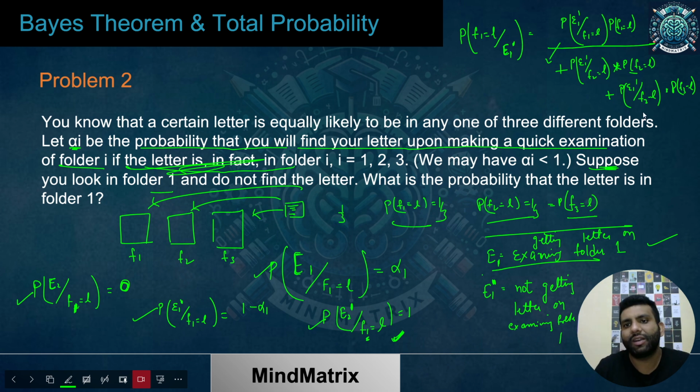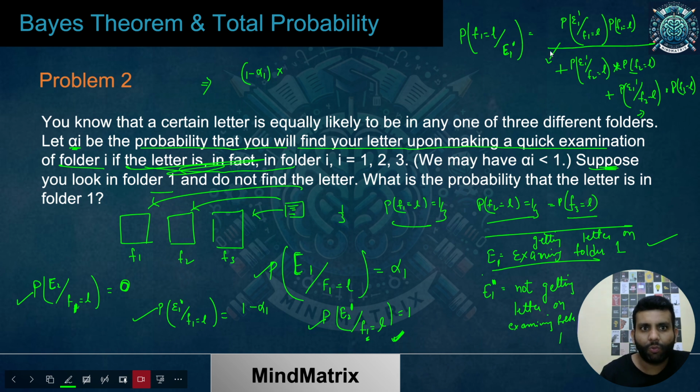Similarly, you can have this case when you are calculating the probability of not getting the letter on examining folder 1, when in fact your letter was in F3. Same as in this case, this probability will be 1 because you are checking the wrong folder. So what values will you be getting? Let me write it here. This particular value is 1 minus alpha 1.